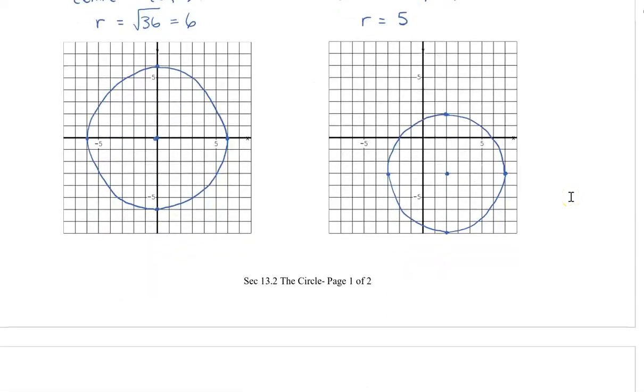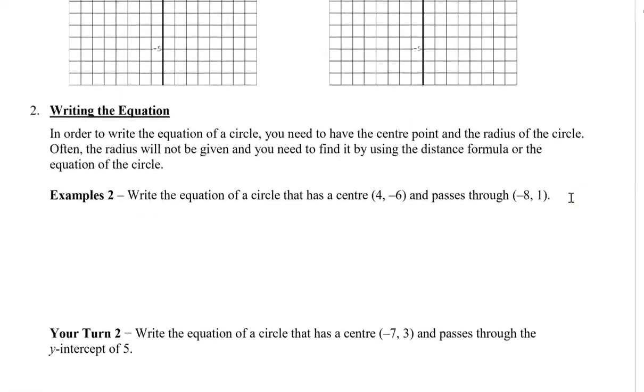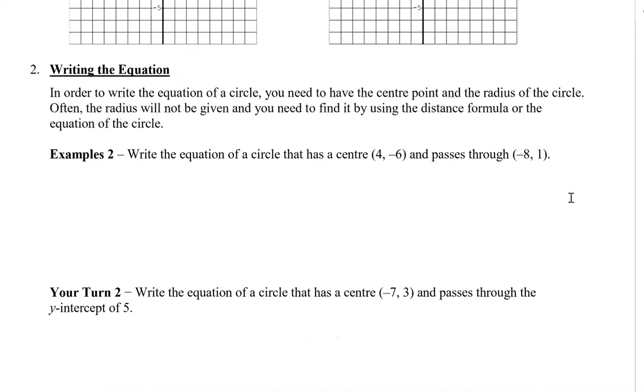All right, the next thing I want to show you is how to write the equation of a circle. So in order to write the equation, we need to have the center point and the radius of the circle. Now, often the radius will not be given, so you need to find this by using the distance formula or the equation of the circle. So the equation of the circle is (x minus h) all squared plus (y minus k) all squared equal to r squared. So you can see that if I actually square root both sides and I isolate r, you actually get the distance formula.